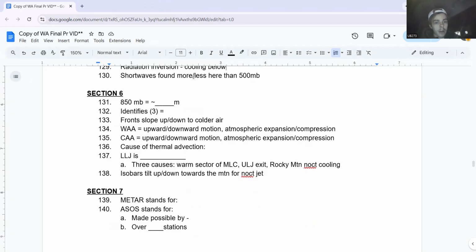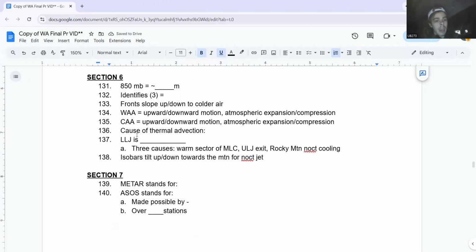Short waves are found better. I should really have said, are they more easily identified at the 500 millibar level or the 700 millibar level? More at the 700 millibar level. 850 millibar level, going down one more. What millibar, I keep saying that. Meter, it's at about 1500.